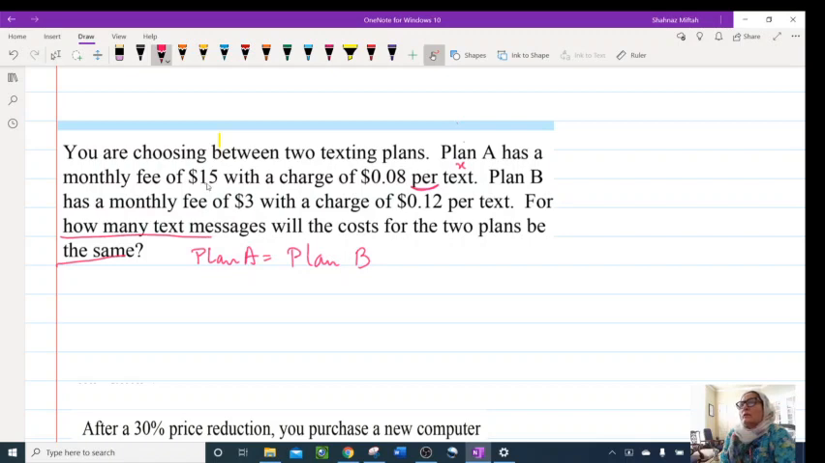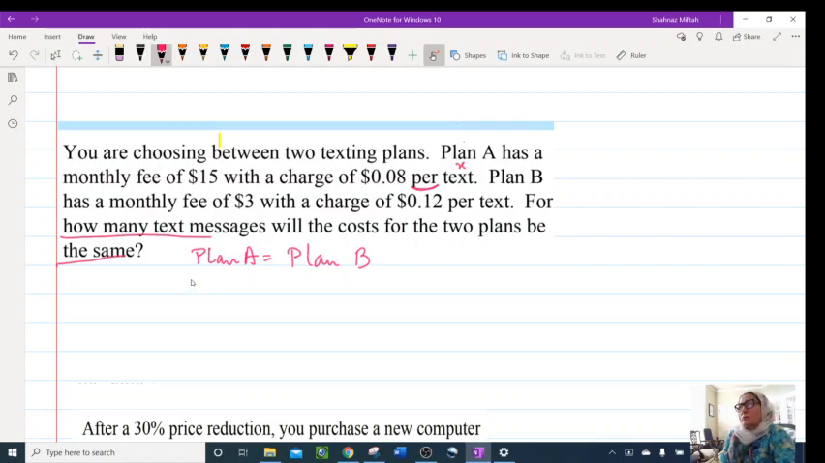$15, that's constant. It's not changing. Like $15 for 0.08. I mean, that's the basic. That's the initial amount. That's the basic one. That's what their price is. So it's not going to change.